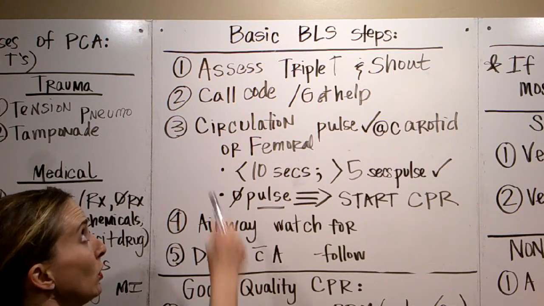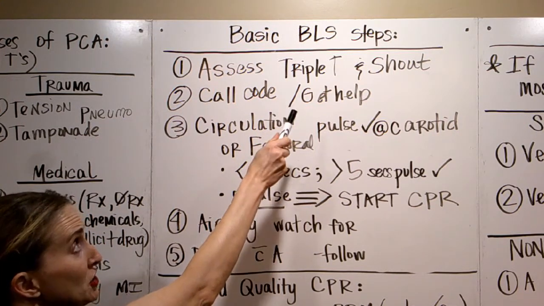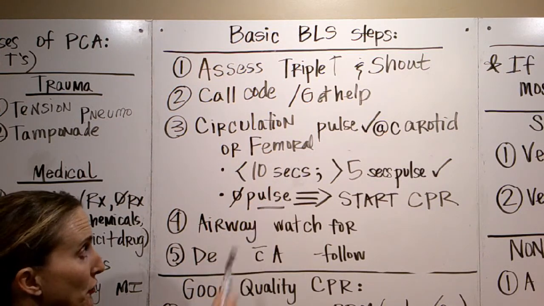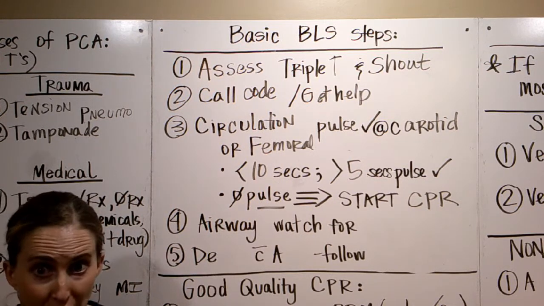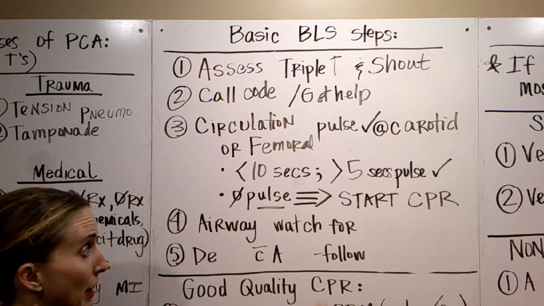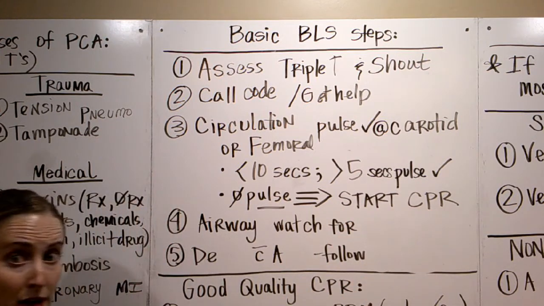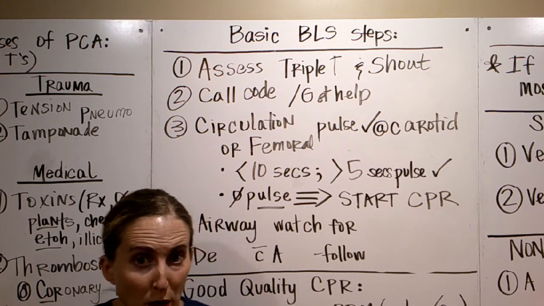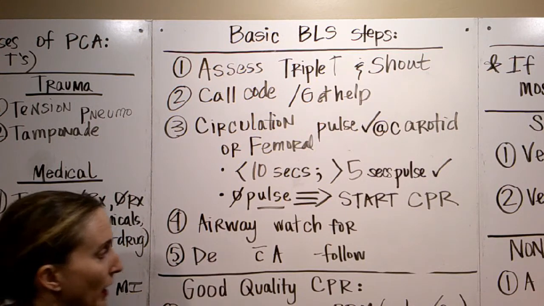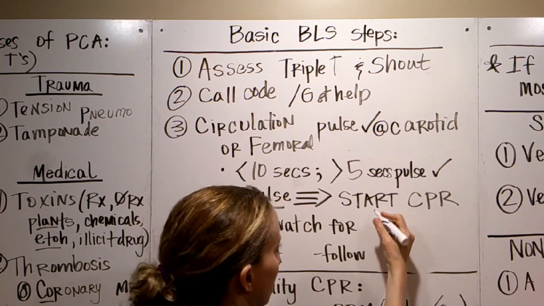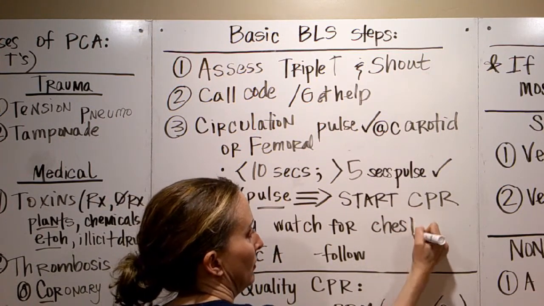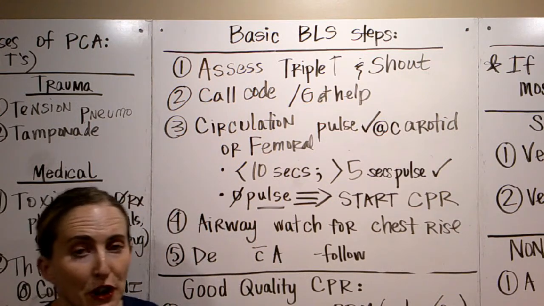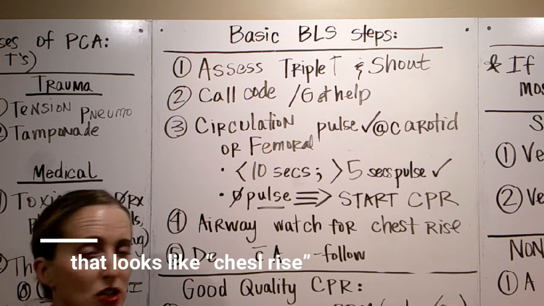Okay, so we assess with triple T and shout. We called the code because they weren't responsive. We checked a pulse at the carotid or femoral, right? Now we're going to look at the airway after we start CPR, okay? Then we do our ratio, our 30 to 2, 30 compressions to 2 breaths, and then we're going to watch our airway, and we're going to watch for chest rise, okay?